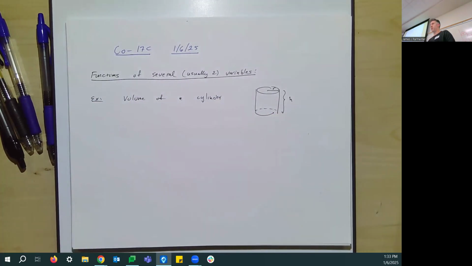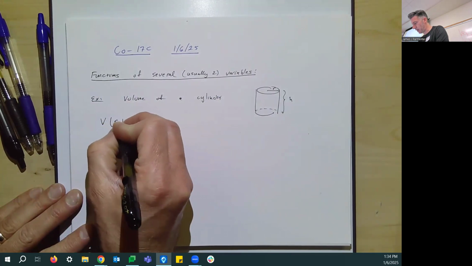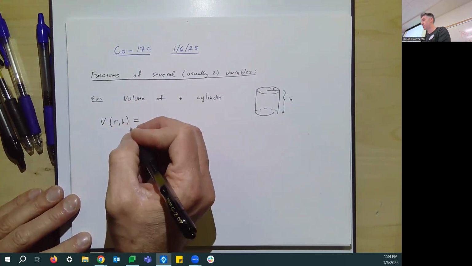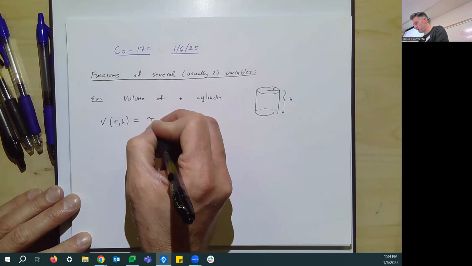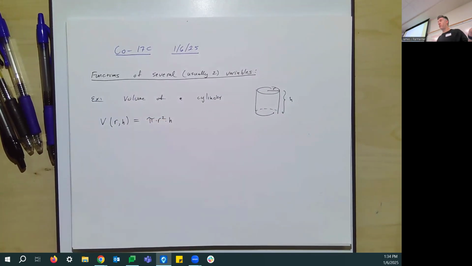If you think about it, the radius and the height completely determine the volume. So we can say that the volume as a function of radius and height is equal to, well, it's pi times r squared times h. Exactly a function of two variables, right? There's two different inputs, and depending on what they are, that completely determines the third output value.